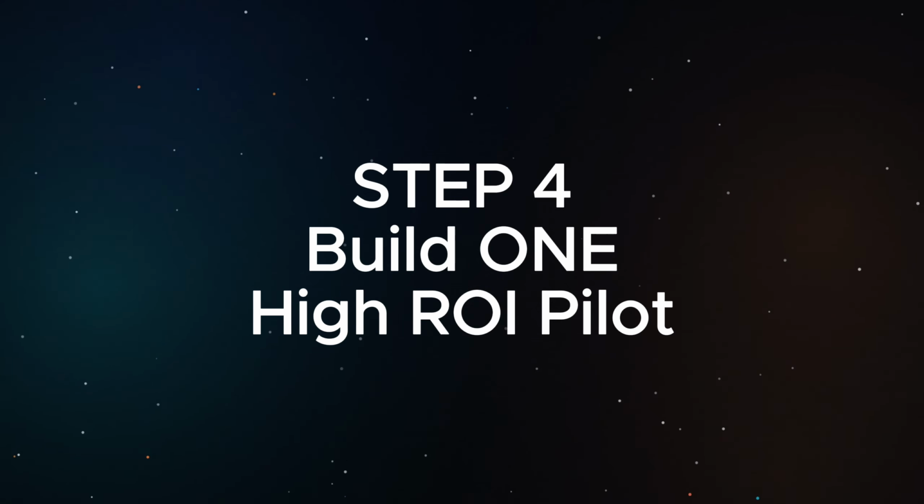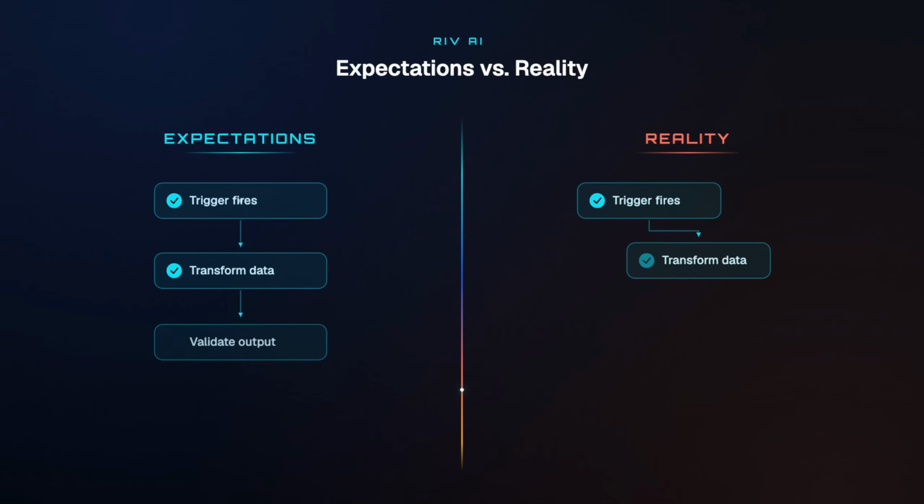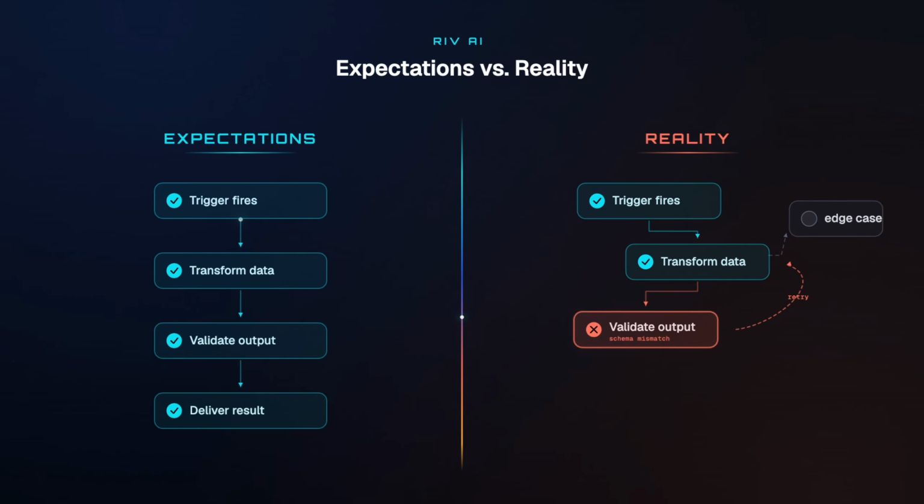Step 4, build one high ROI pilot with observability and evals, and maybe even fallbacks. This is the point where most founders get ahead of themselves. They see the vision now. All that's left is to build it, right? Well, not quite, because reality often differs from what's on paper. The last thing you need is to overwhelm yourself and your team.